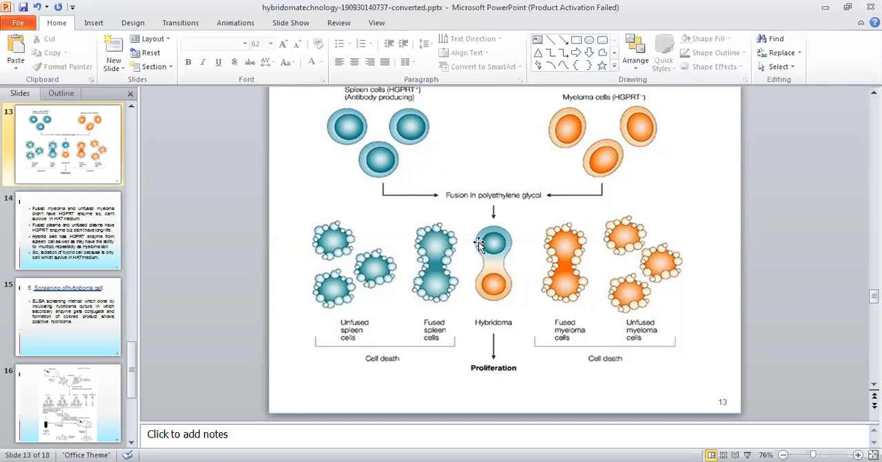It is a hybridoma cell, means a plasma cell and a myeloma cell, both fused to produce a hybrid cell. Then the unfused myeloma cell, the fused myeloma cell and the unfused myeloma cell. When we add the HAT medium, only the hybrid cell survives. All other cells do not survive in this HAT media.